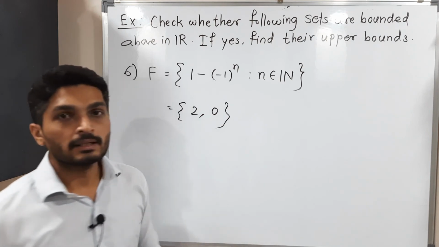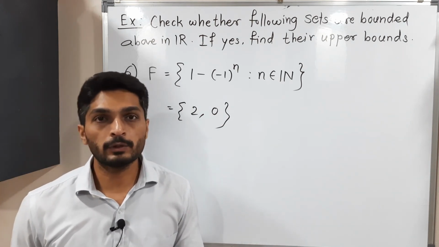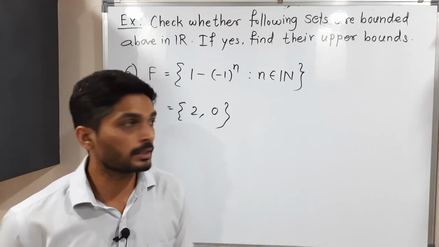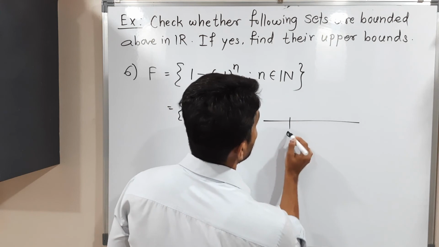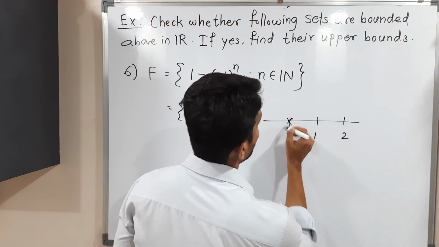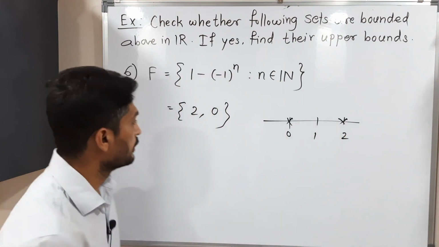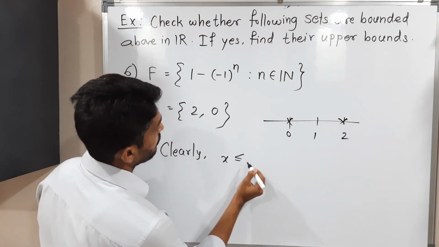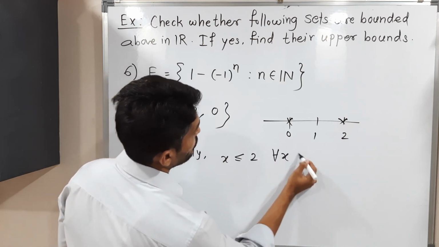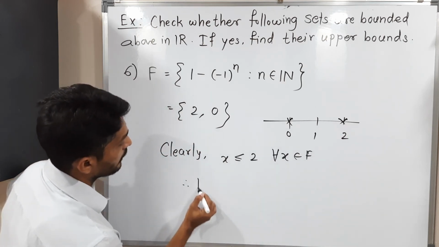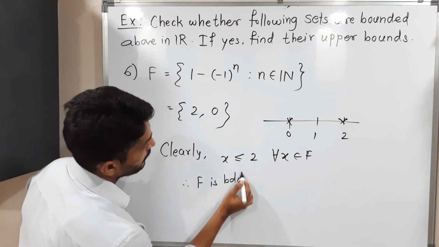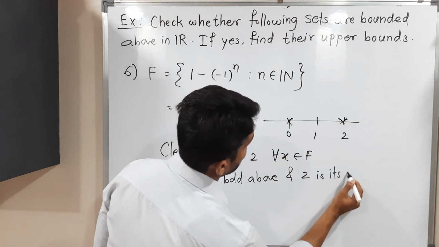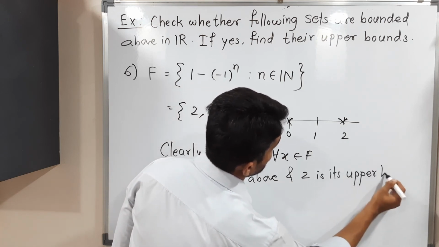So that means the given set has only two elements, 0 and 2. If n is even, we will have 0. If n is odd, we will have 2. So it has only two elements. So 0, 1 and 2. Getting? So 0 and 2. Only two elements are there. So clearly I can mention x less than or equal to 2 for all x belongs to F. So therefore we can declare, therefore F is bounded above and 2 is its upper bound.